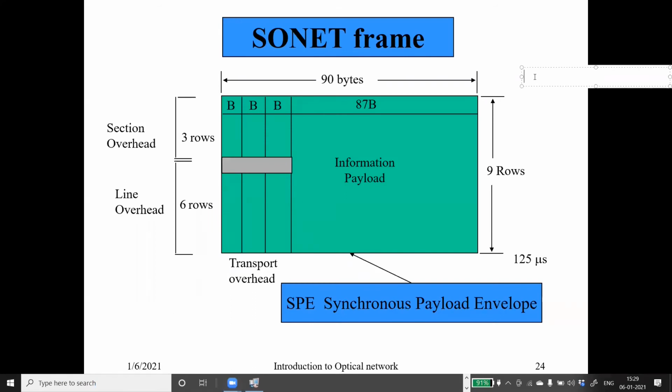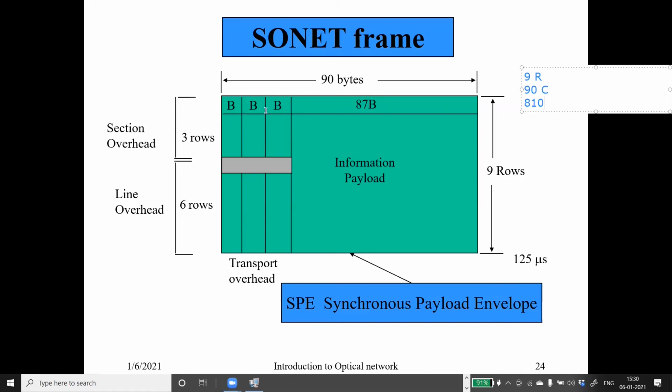So 9 rows and 90 columns. So how many you have is 810, right? So 810 blocks are there, bytes are there. Every byte is being transmitted one by one.